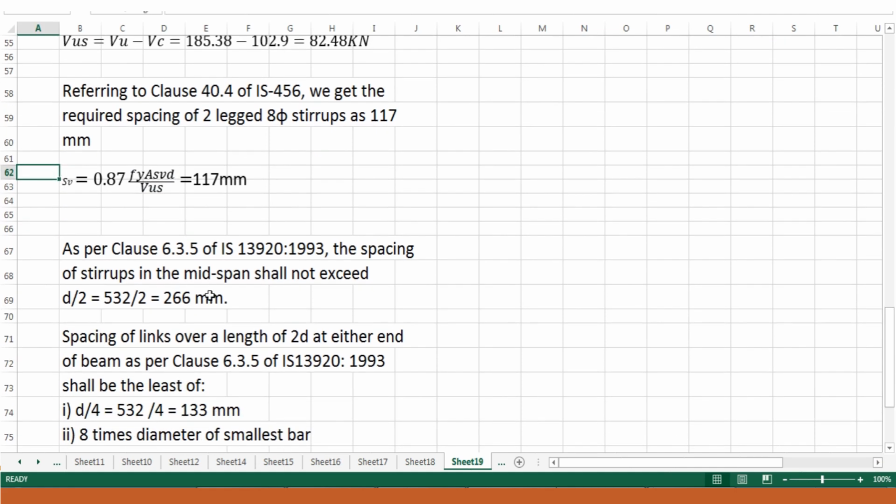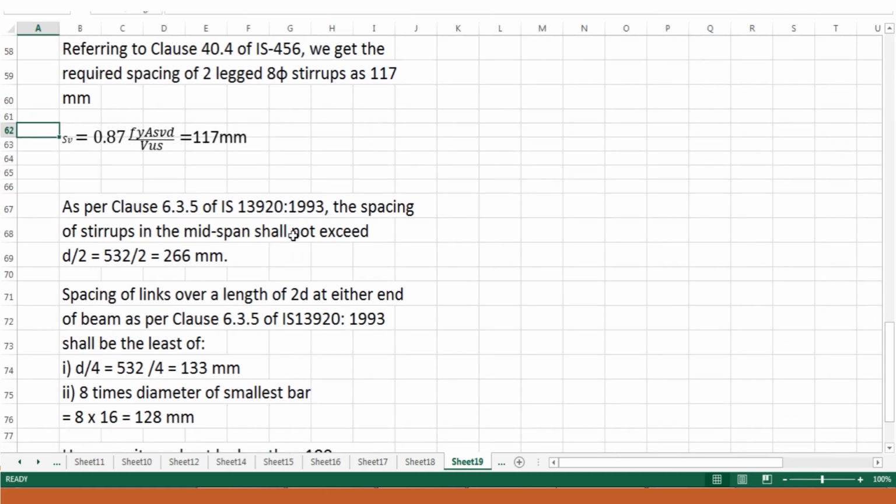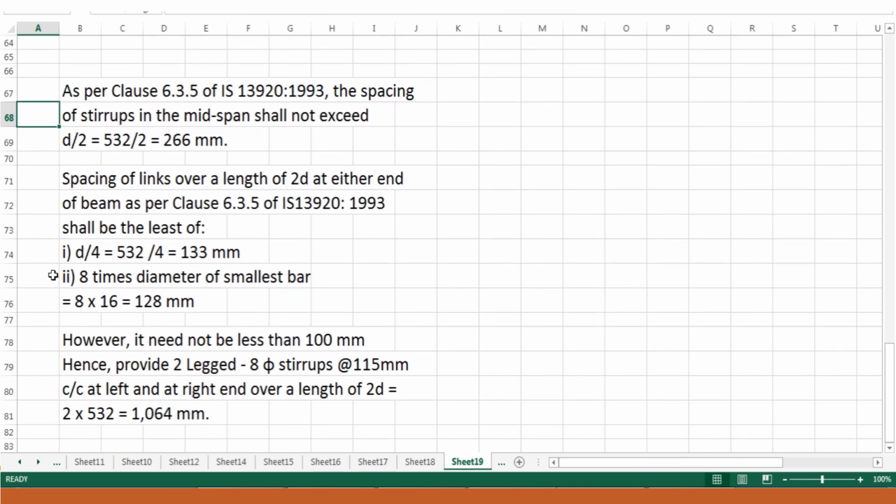As per clause 6.3.5 of IS 13920, the spacing of the stirrups in the mid span shall not exceed D by 2, that is 532 by 2. That's not the case here, it's only 117. Before providing that, the spacing of the links over the length 2D at either end of the beam as per clause 6.3.5 of IS 13920 shall be the least of D by 4, that's 532 by 4, which is 133, and 8 times the diameter of the smallest bar, that's 8 into 16, it's 128. However, it need not be less than 100 mm.